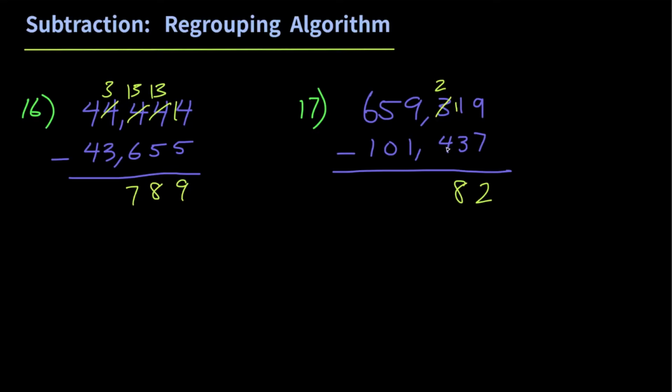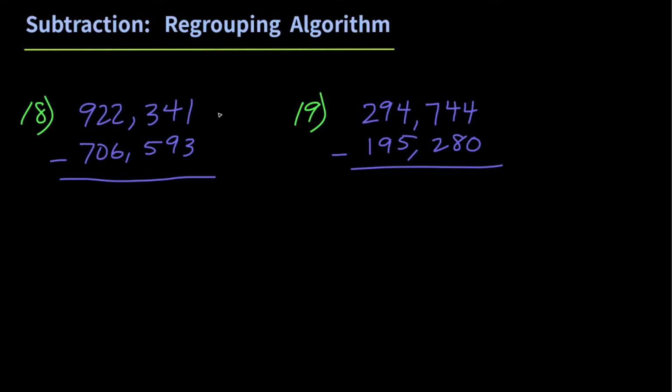2 minus 4, can't do it. Need to borrow some. So add 10 there. 12 minus 4 is 8. 8 minus 1 is 7. 5 minus 0 is 5. 6 minus 1 is 5. So the result is 557,882.